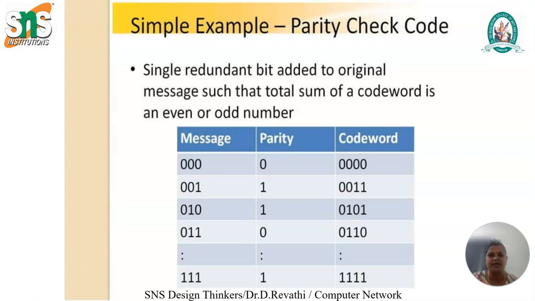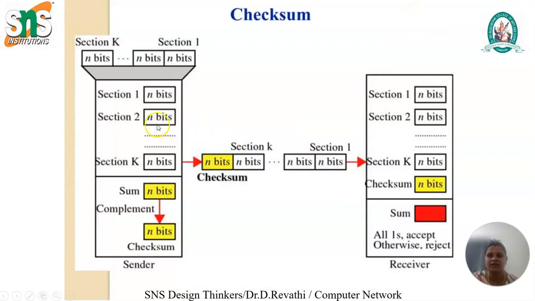In the simple parity check code, we just use the parity bit in the code word. That is, the message is 000 and the parity is 0. We add the parity bit extra. In the same way here, 001, and the parity bit is added to the code, which is the code word. In the checksum, we have n bits of data, which are summed, complemented, and transferred to the receiver. The receiver extracts the k sections and checks the sum with the n bits. If the sum is all 1s, it accepts; otherwise it rejects.